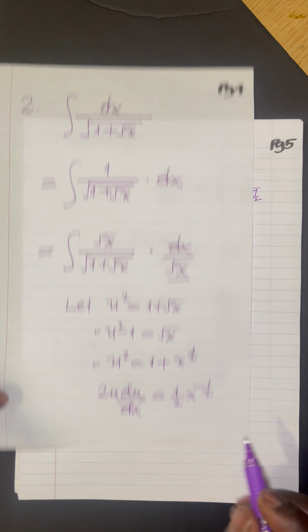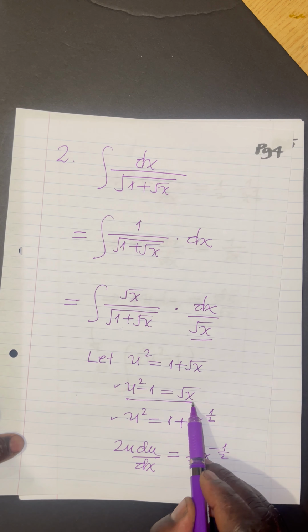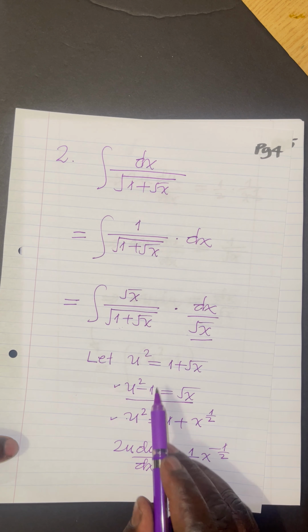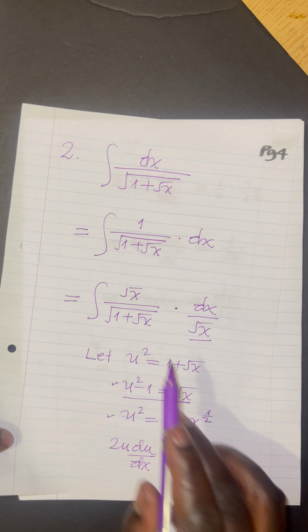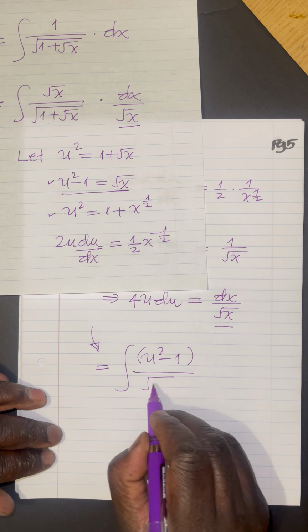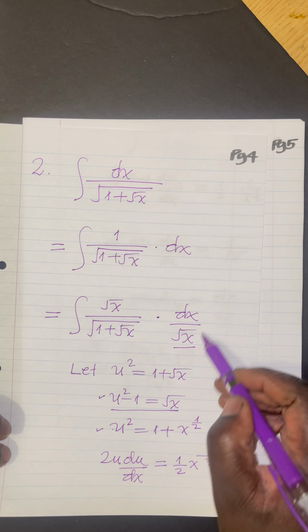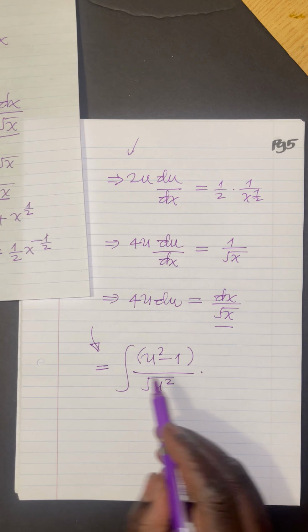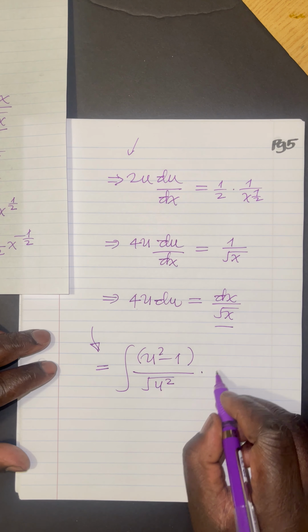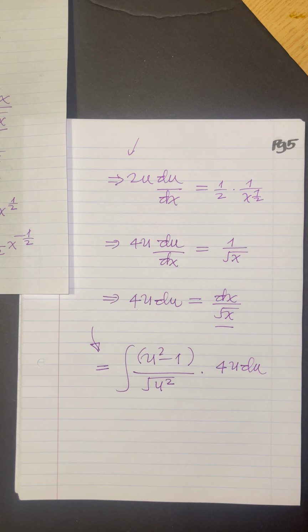Let me put in brackets because that's square root of x. From here you can see the square root of x is actually u squared minus 1. In the denominator I'm going to have square root of u squared, right? All over square root of u squared. And then I'm going to say, what is this last part here? The last part is actually equal to 4u du. 4u du. Like that. Fantastic.